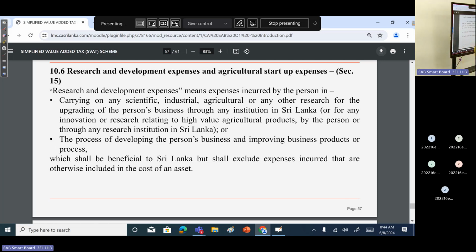It says it shall be beneficial to Sri Lanka, but shall exclude expenses incurred that are otherwise included in the cost of an asset. So then we have recognized assets separately. Obviously, we can claim the capital allowance. So that's the meaning, right? So you know, we are going to set up a research unit with some institute, right? So we put up a building, a research lab. The building is part of the cost of an asset and shall be considered separately. Okay? Clear? That clear?